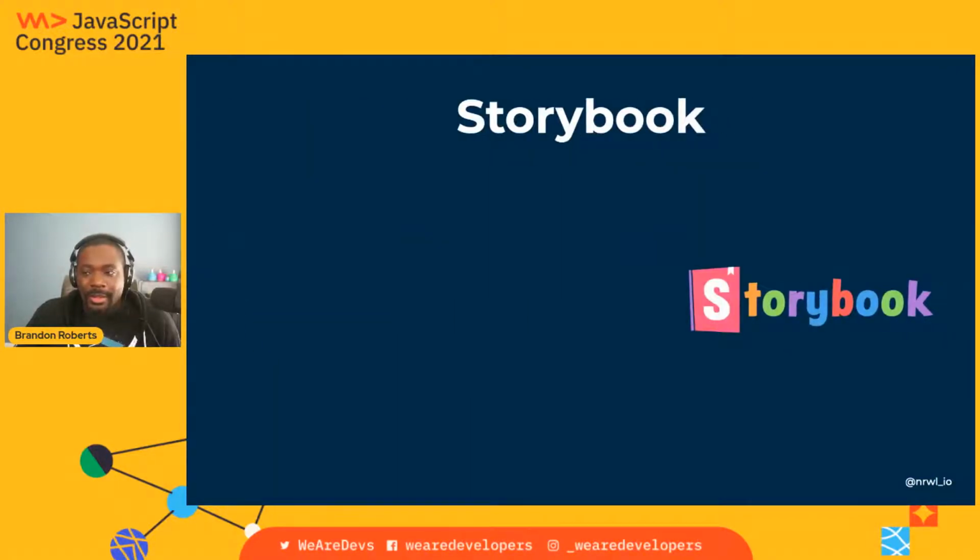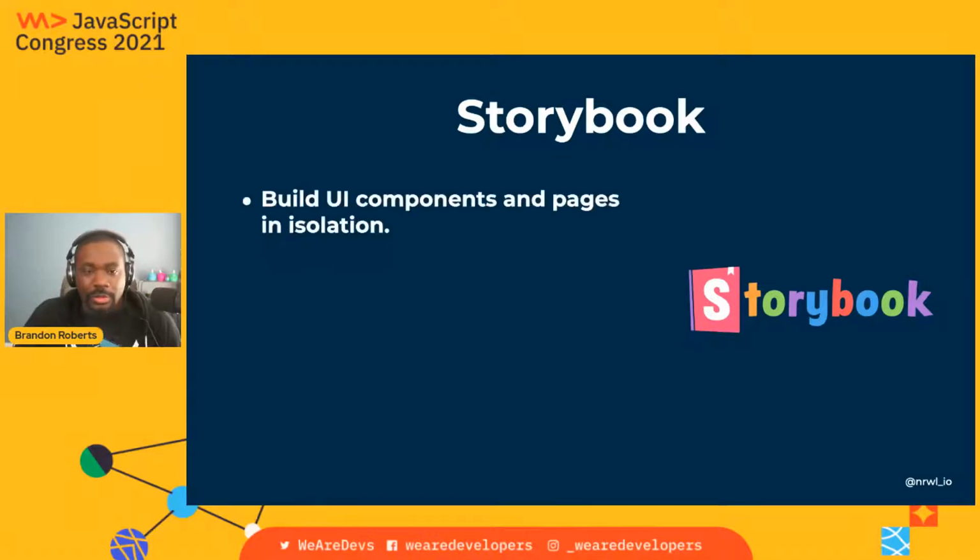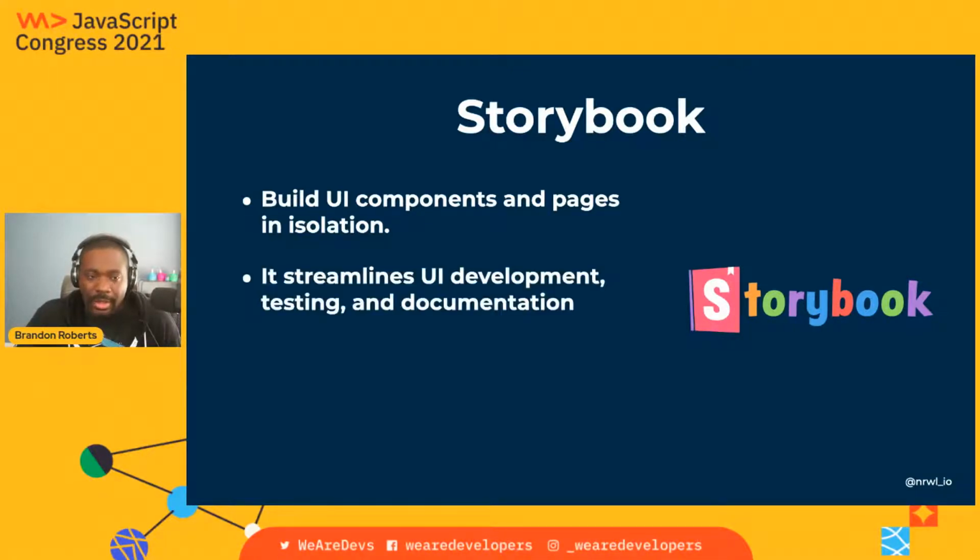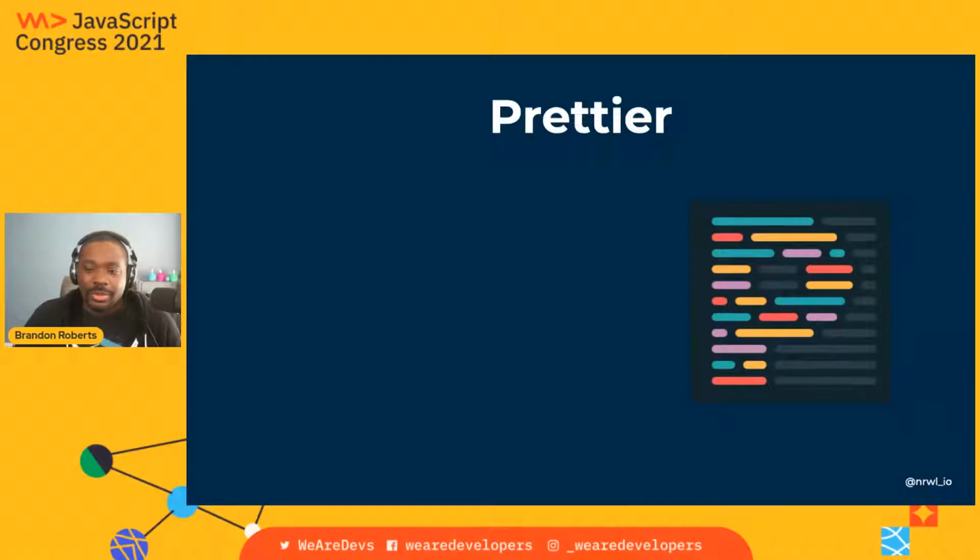So there's also Storybook. Storybook helps you build components and pages in isolation. So when I talked before about shared components or even design systems, you can build those things separately and without having to spin up an entire app. It's also used to streamline UI development, testing, and also as documentation. It's used across many different places and many different apps. And once again, we're staying on brand, open source.